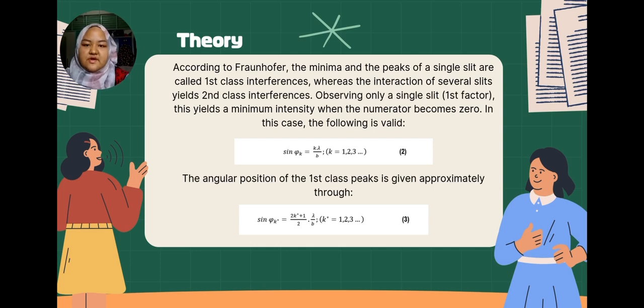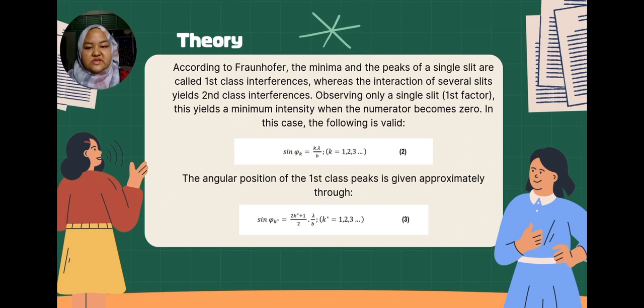According to Fraunhofer, the minima and the peaks of a single slit are called first-class interference, whereas the interaction of several slits yields second-class interference. Observing only a single slit, which is the first factor, this yields a minimum intensity when the numerator becomes 0. In this case, the following is valid, where sine phi k is equal to k times lambda over b, where k is 1, 2, 3, and so on.